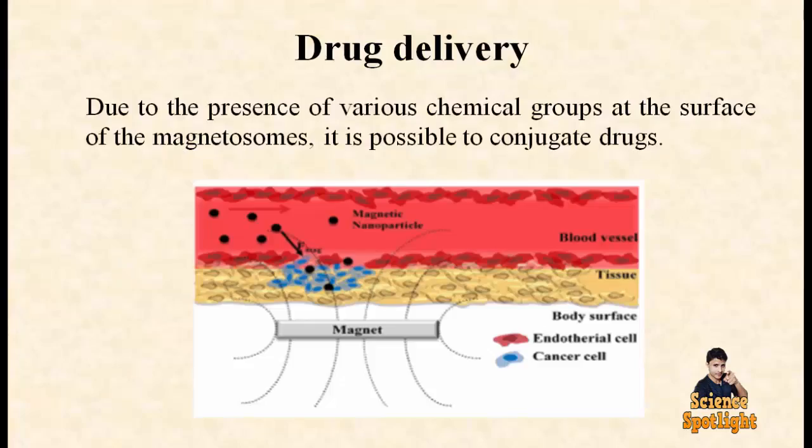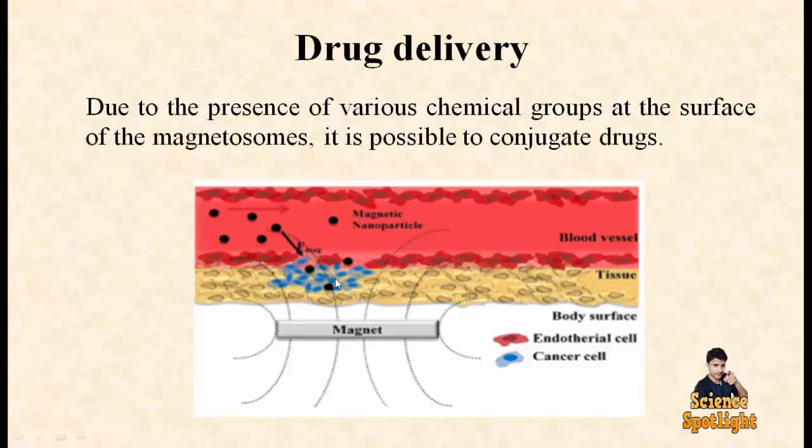And we can use these magnetosomes in drug delivery. Here you can see that this is a blood vessel, and these are the magnetosomes. Whatever drug we want to transfer to a specific tissue, we just bind it on the surface of the magnetosome and inject these treated magnetosomes into the blood vessels. Then we use an external magnetic field to regulate their movement, and finally these magnetosomes reach a specific tissue and cure the disease.